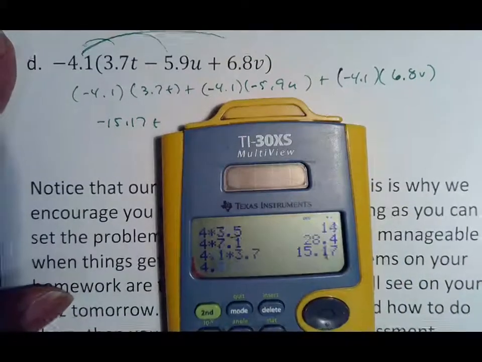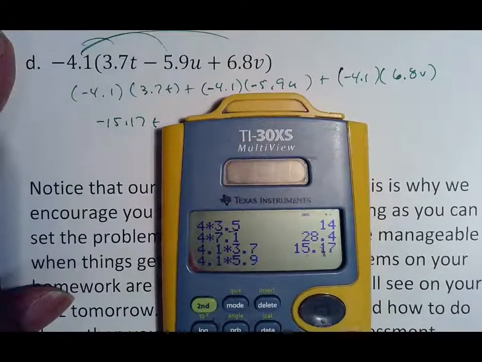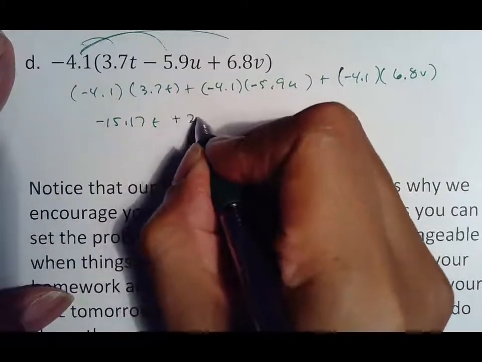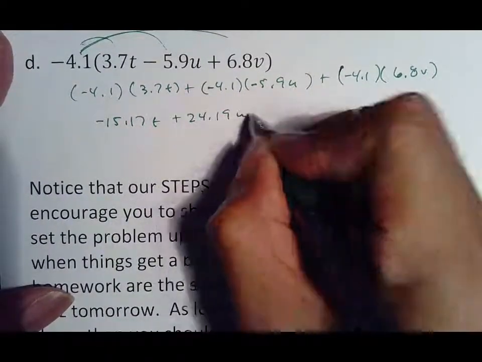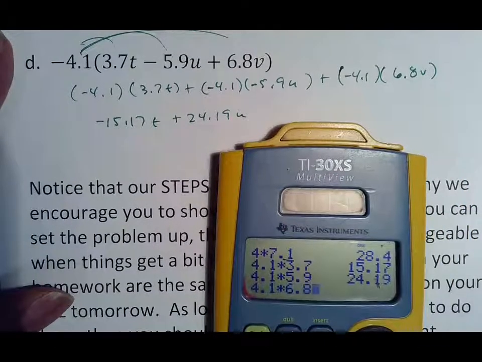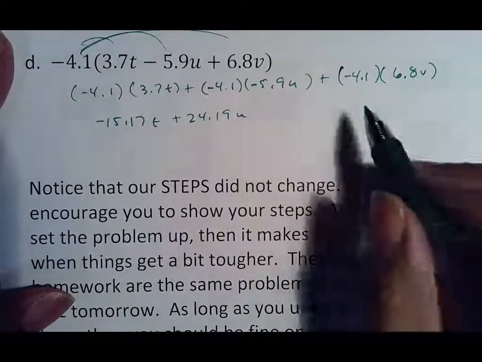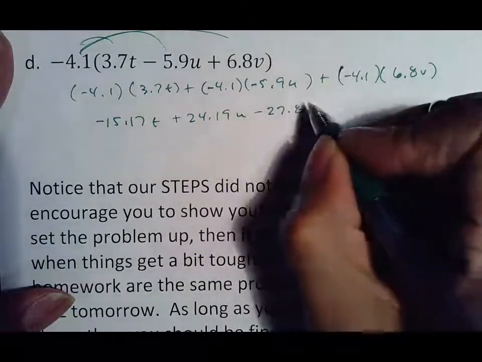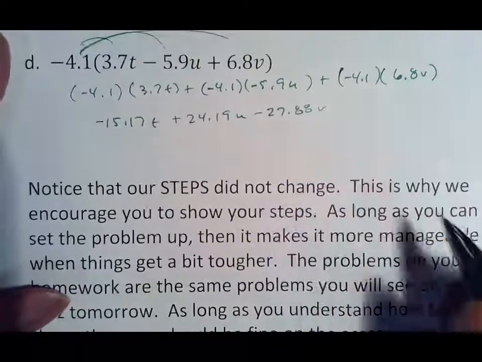4.1 times 5.9. Again, it's just calculator work. 24.19. Two negatives make a positive, so plus 24.19u. And then 4.1 times 6.8 is 27.88, but this is a negative times a positive, so it'll be negative 27.88v, and that would be your answer.